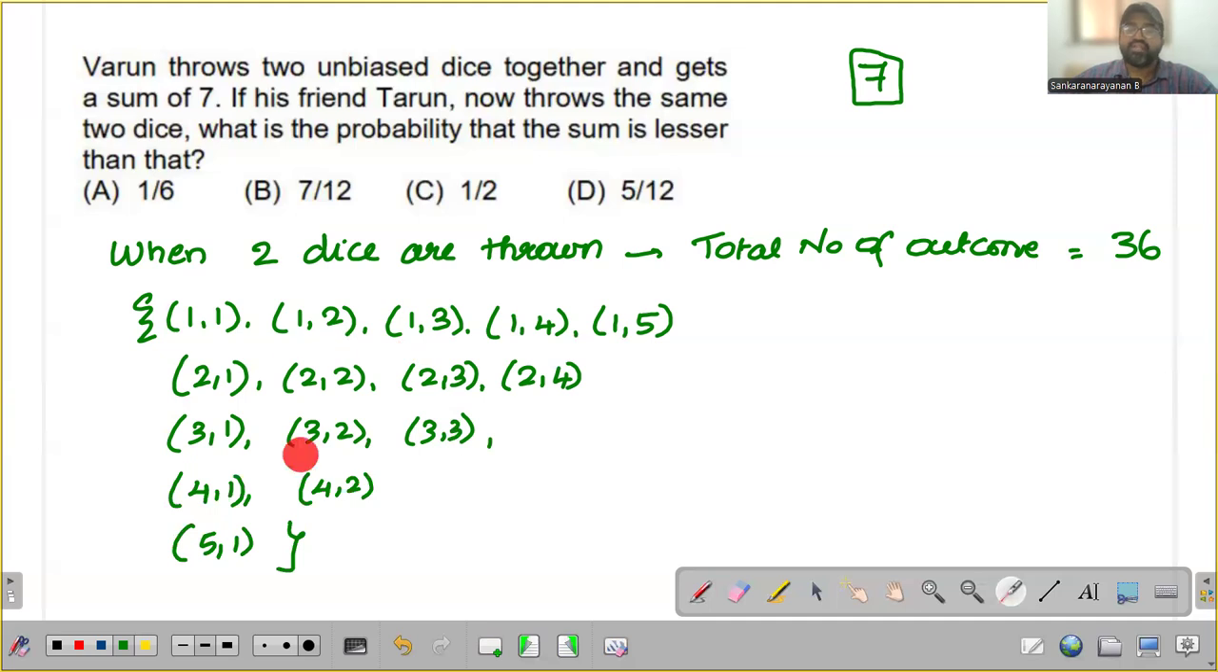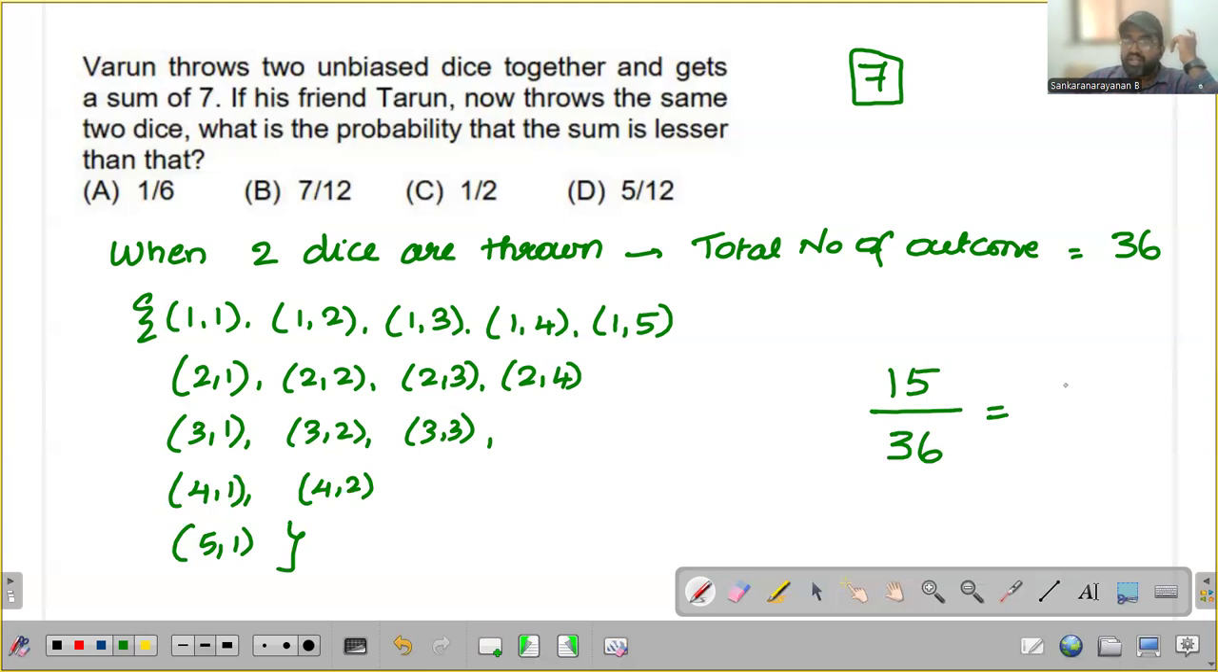See, in every instance I have presented here, the sum is less than 7. So how many instances are there? 1, 2, 3, 4, 5, 6, 7, 8, 9, 10, 11, 12, 13, 14, 15. So the total number of favorable outcomes is 15. The total number of outcomes is equal to 36.